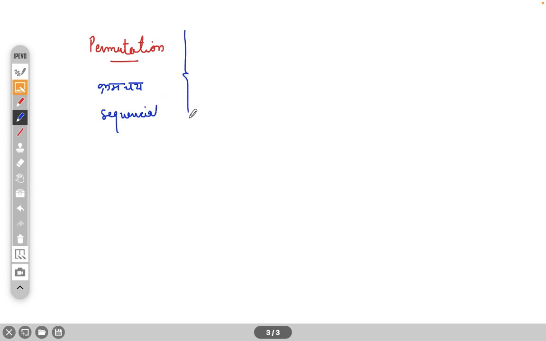Pay attention. There are two words in Sanskrit for permute and to combine. Permutation means sequential, kram chaya, sequential. Combination means sanchaya, collection.